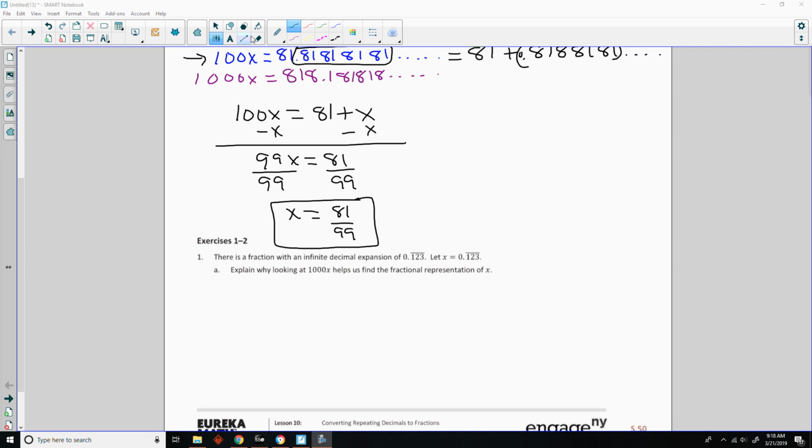Okay, so can this be reduced? That's the next thing I need to look at. Well, 9 will go into 81 9 times, and 9 will go into 99 11 times. So my answer is actually reduced to 9/11ths.